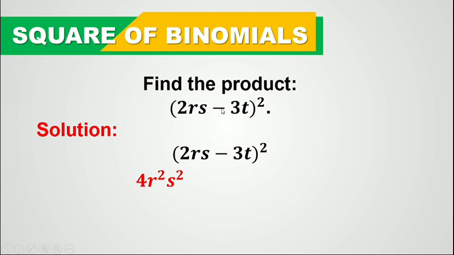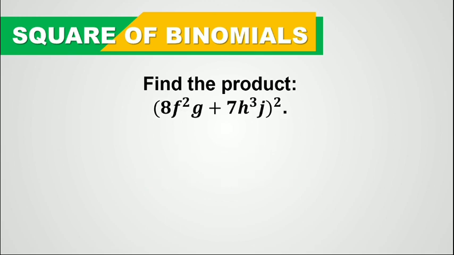And then subtraction, so the sign is minus, 2rs times 3t, that's 6rst times 2, 12rst. And then plus, you square the last term. So 3t, quantity 3t squared. So 3 squared, that's 9. T squared, that's t squared. So this is our answer. 4r squared s squared minus 12rst plus 9t squared. Now, what about this one?